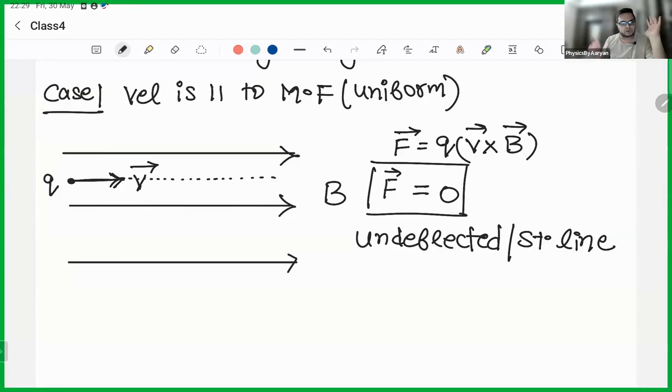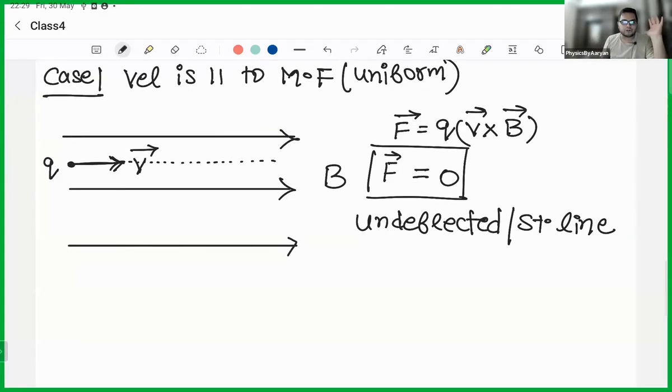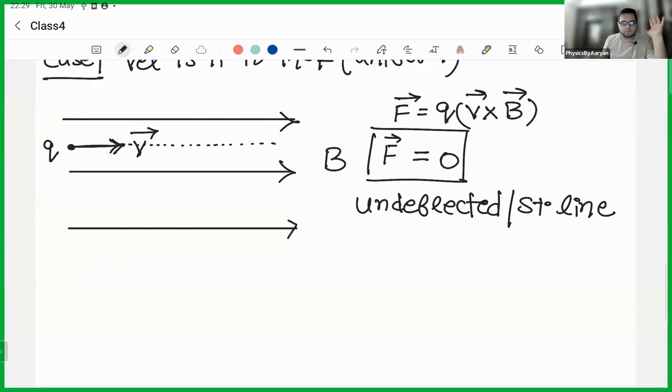Yes, very quickly, is everyone okay with this? This is very simple. They are not going to ask you this. Okay, can we move forward? Yeah, clear, okay, perfect.